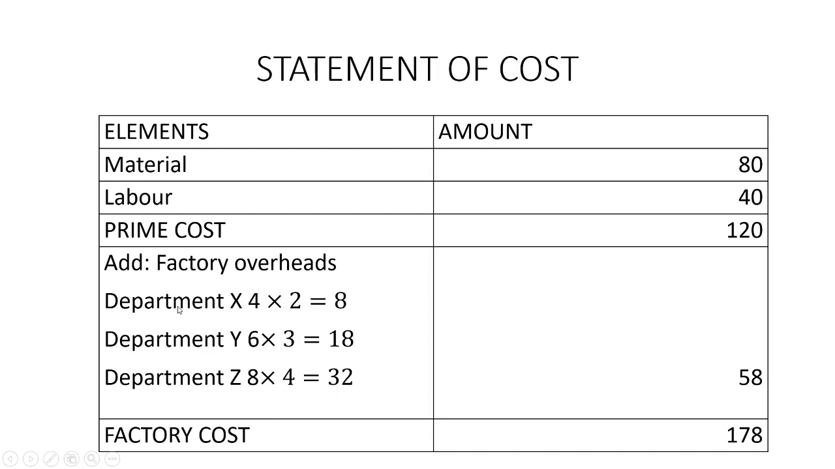So we have found out the labor hour rate. Based on labor hour rate, factory overheads are found out, and based on that the factory cost or total cost is found out.